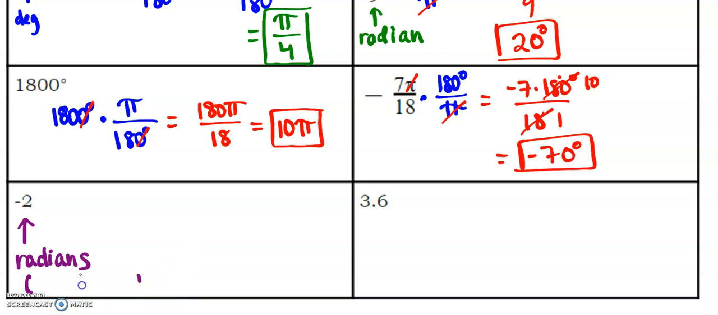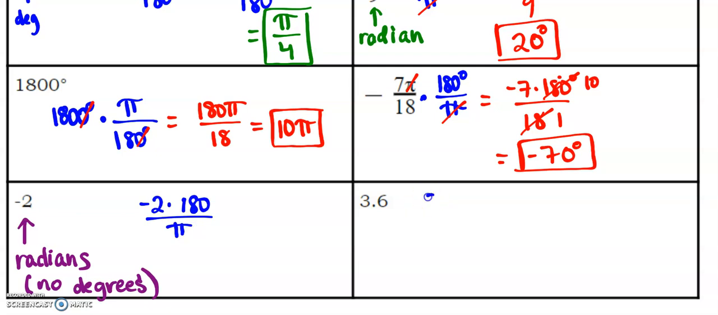Basically, an easier way to remember this is if there's no degree symbol. Let me write that down. So if you forget that degree symbol, we're going to assume you wrote it in radians. Okay, so what does that mean? That means you're actually going to have to take negative 2 times 180 over pi. And you're actually going to have to do this one on your calculator.